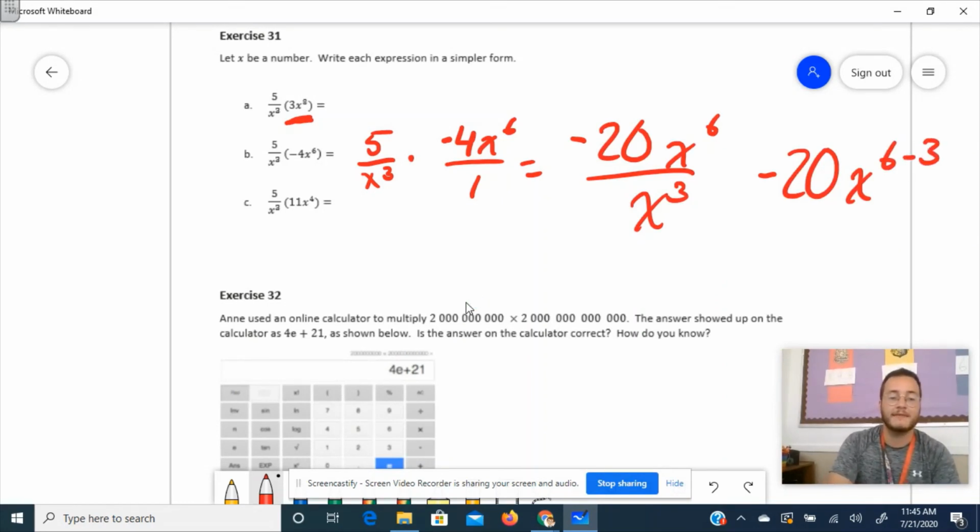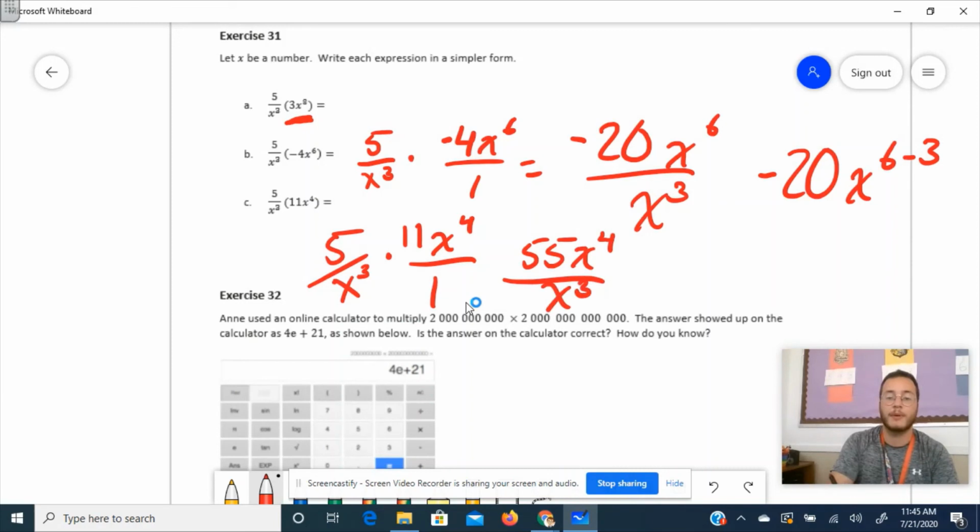And lastly, 5x to the 5 over x to the 3rd power times 11x to the 4th power over 1. Then I multiply across: 55x to the 4th power over x to the 3rd power. I have 55x to the 4 minus 3.